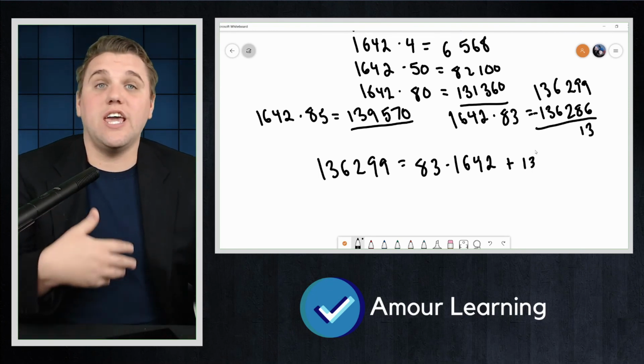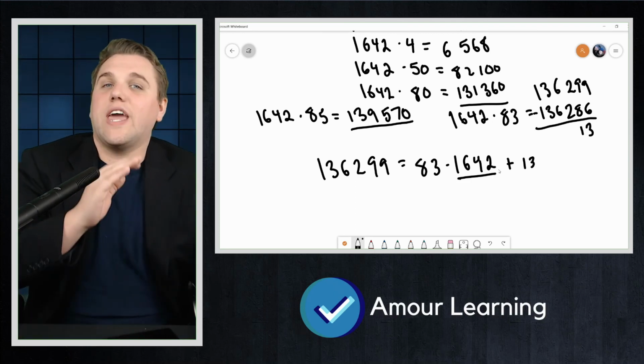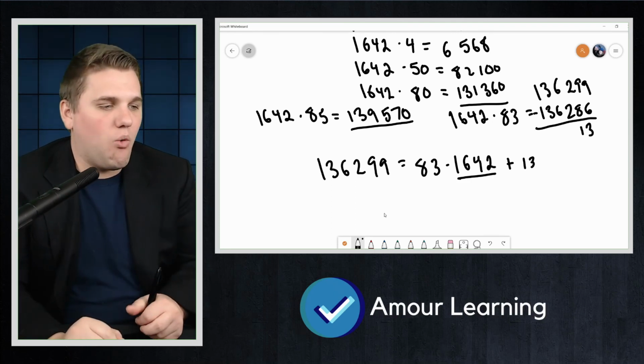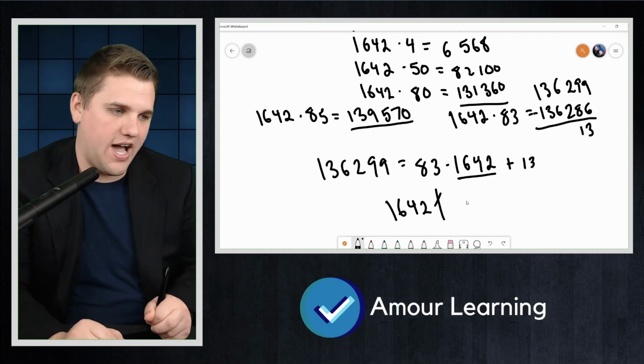Now, since 13 is strictly less than 1,642, we can now safely say that 1,642 does not divide 136,299.